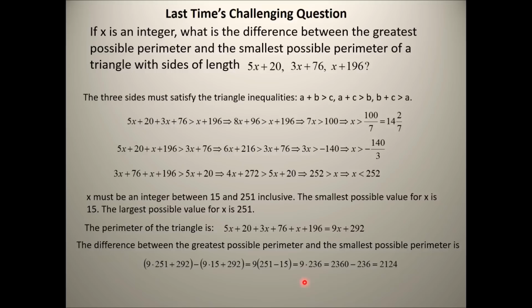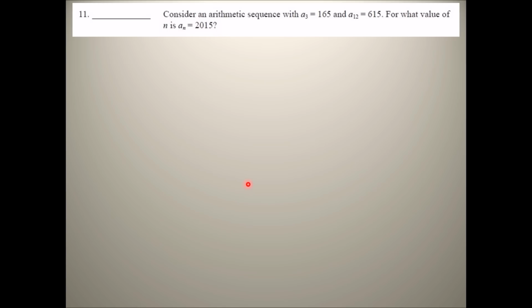And here's a mental math trick: you can just say 236 times 10, which is 2,360, and then subtract 236 to get 2,124. It's a lot easier than just straight up multiplying by 9. So the answer is 2,124. Now, onto the first question of the presentation.